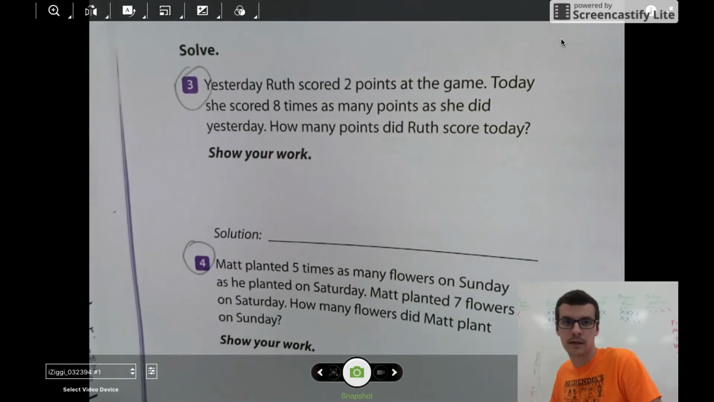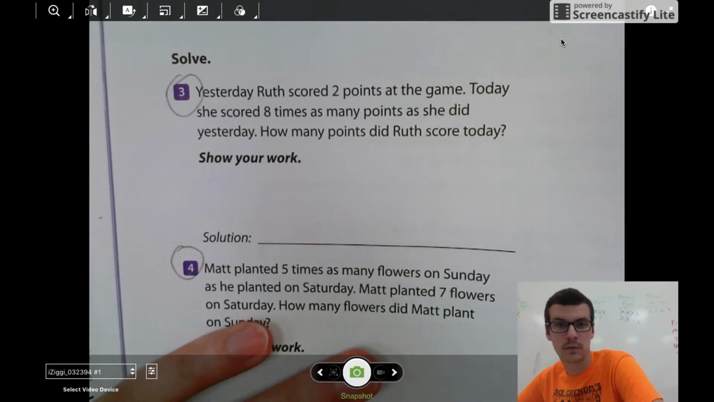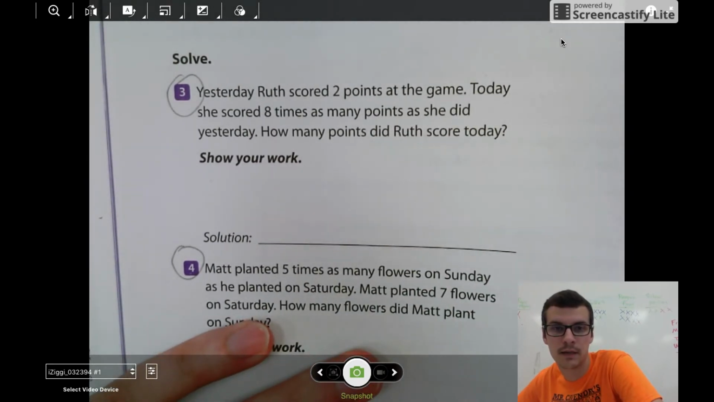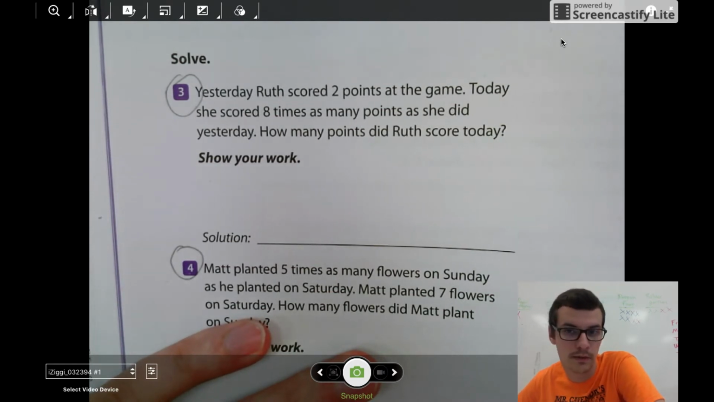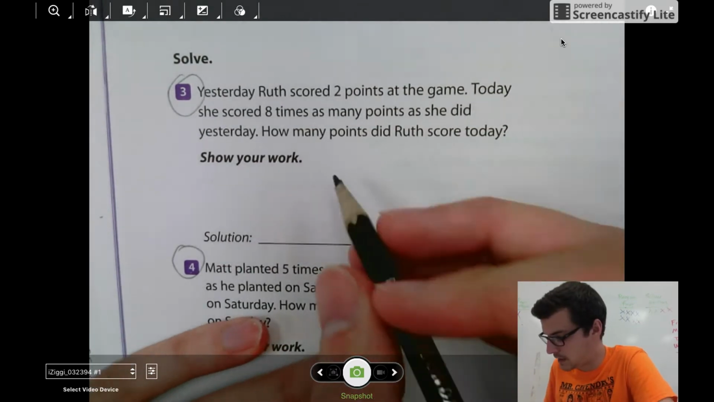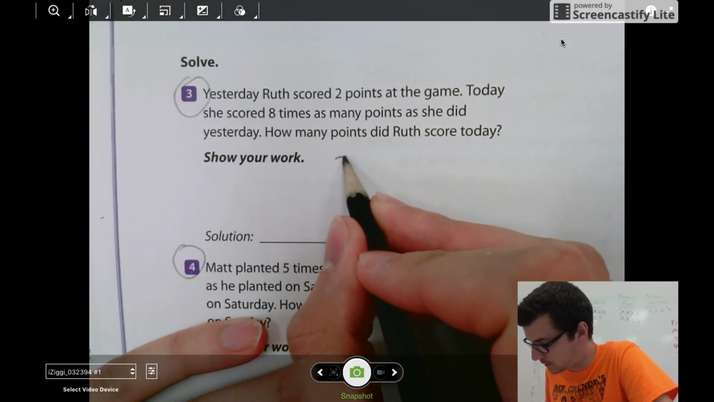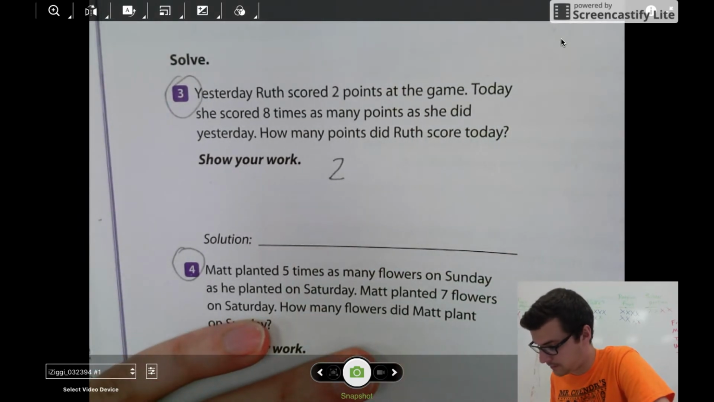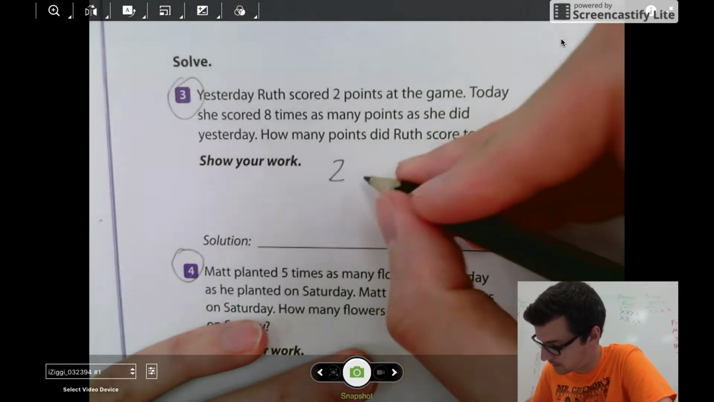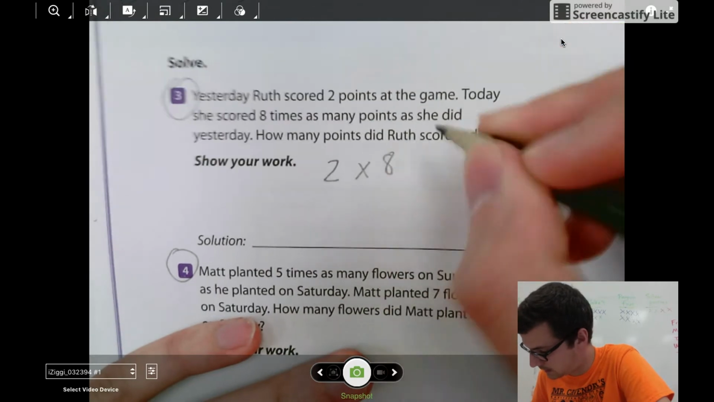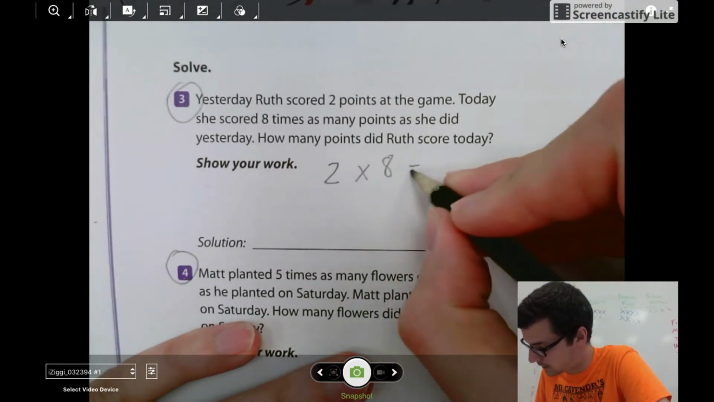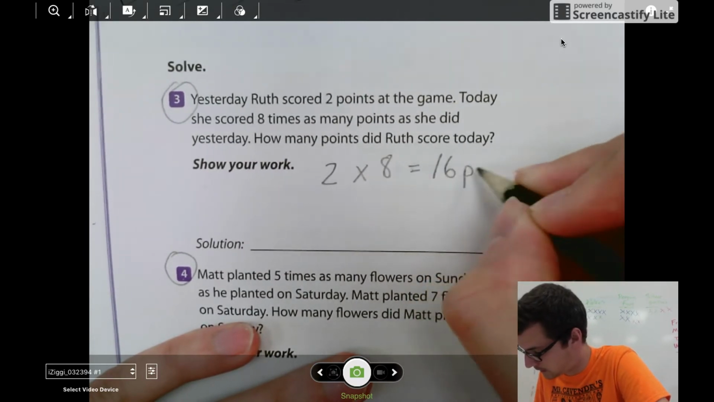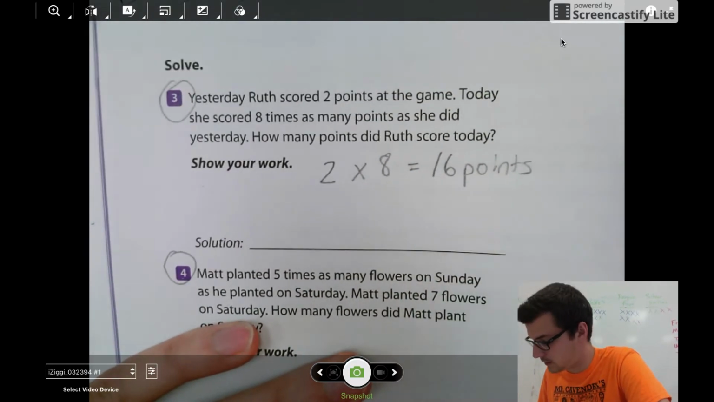All right, yesterday, Ruth scored 2 points at the game. Today, she scored 8 times as many points as she did yesterday. How many points did Ruth score today? So if I just think about this, she had 2 points at the game. Today she scored 8 times as many, so I need to do 2 times 8, or I could draw my bar graph like I did the last two. 2 times 8 equals 16 points. So today she scored 16 points.